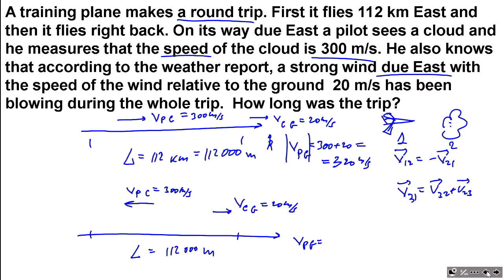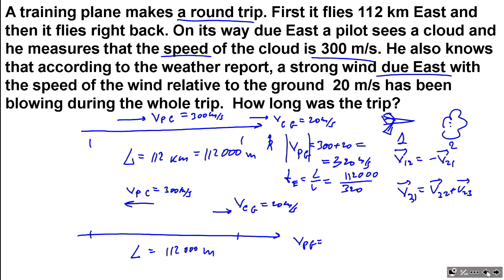And if we know that, and we know the distance, we can calculate time, right? How? Speed equals distance over time. Time equals distance over speed. So time east will be equal to distance over speed. Distance, well, 11 over 320.